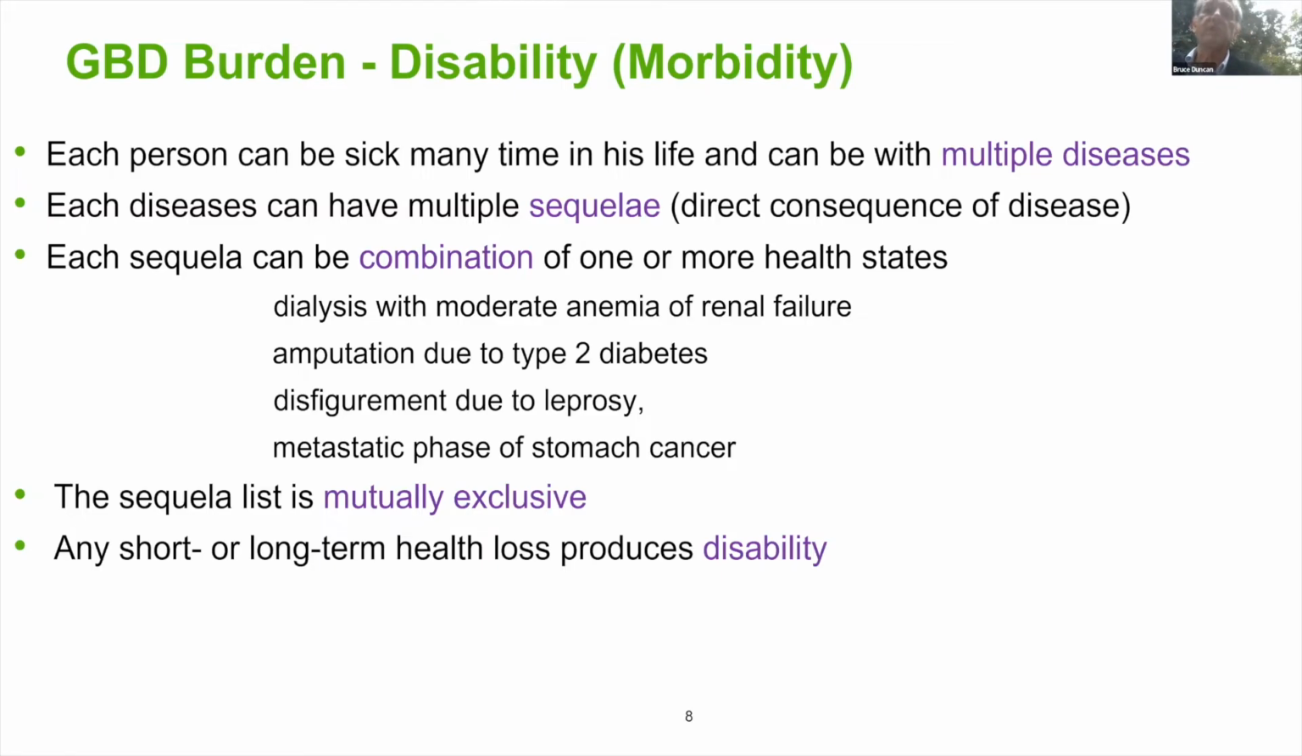But the examples here could be someone with type 2 diabetes, undergoing dialysis, with moderate anemia, and the other effects of living with renal failure. Someone with diabetes could be amputated. Someone, it's not just diabetes, obviously, in the GBD. Someone could suffer the disfigurement due to leprosy, or the problems living with the metastatic phase of stomach cancer. The sequela list is mutually exclusive, and any short or long-term health loss produces disability.